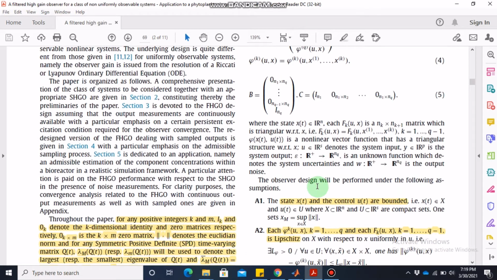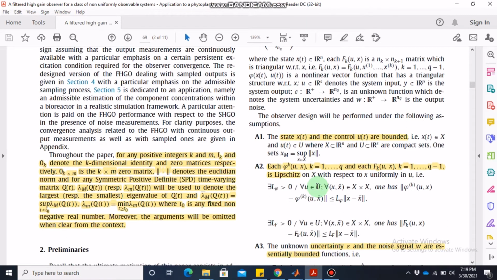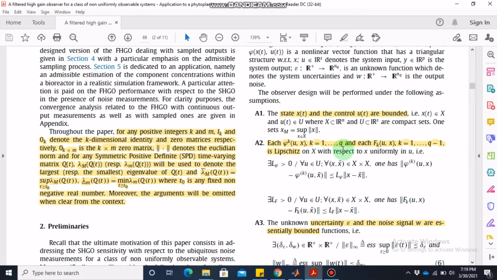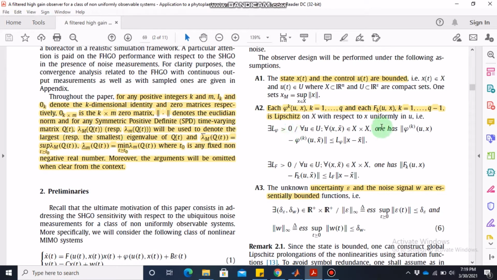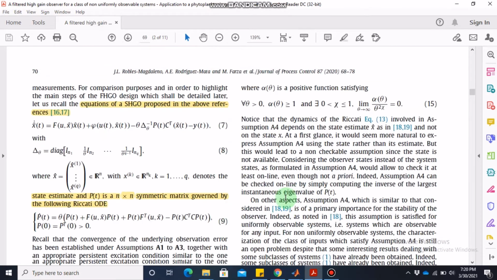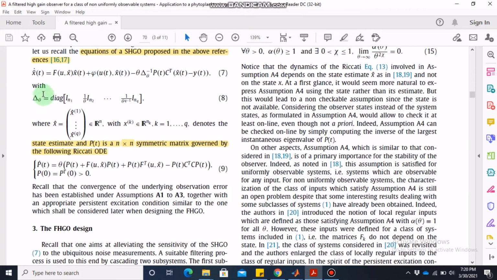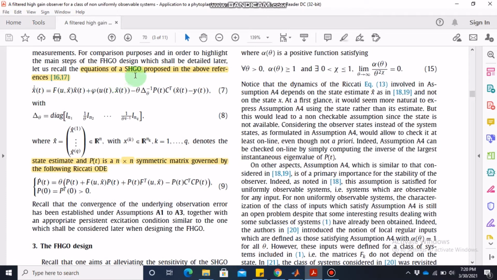Alright, so there are some assumptions: the state and control input are bounded, and each of these functions phi and f is assumed to be Lipschitz continuous and uniform in the control input. The unknown uncertainty and the noise are also assumed to be bounded. And then this is one of the previous observers.